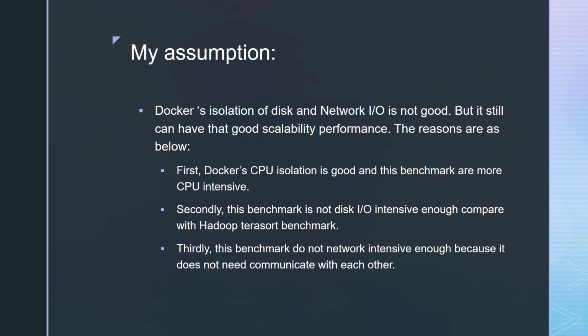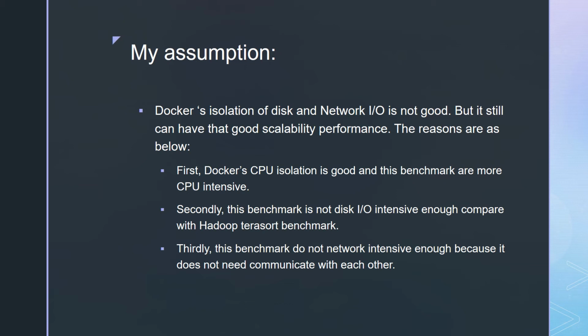Based on the 2 experiments, I have some assumptions. First, Docker's isolation of disk and network I/O is not good, but it can still have good scalability performance. The reasons may be as below. As we all know, Docker CPU isolation is good, and these benchmarks are more CPU intensive. The second is that the benchmark doesn't need much FIO.